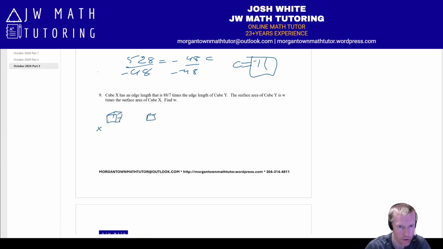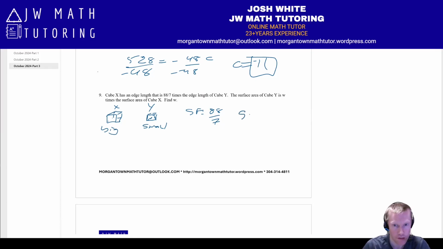X, Y, my two cubes. For cube Y, the scale factor is 88/7 to get from cube Y to cube X. Cube Y is smaller, cube X is bigger. Just right here, small, big.